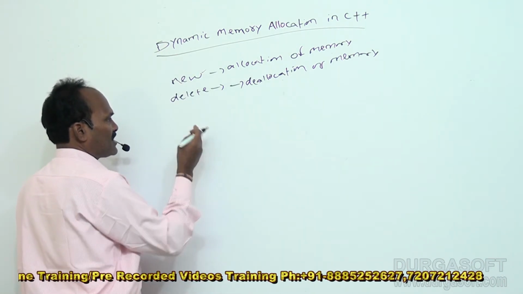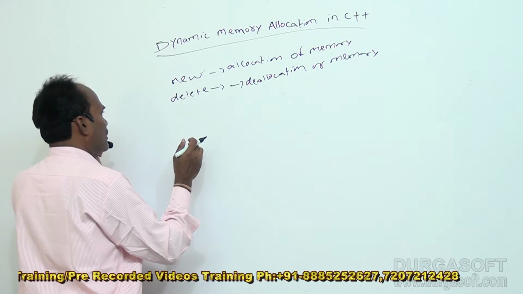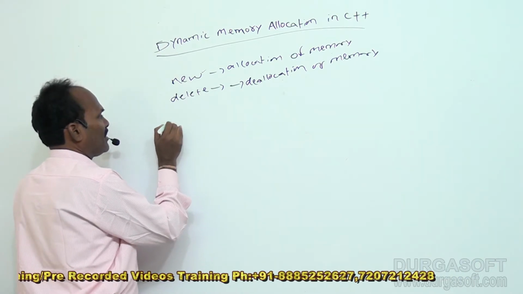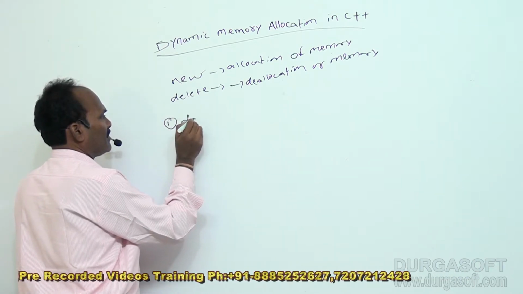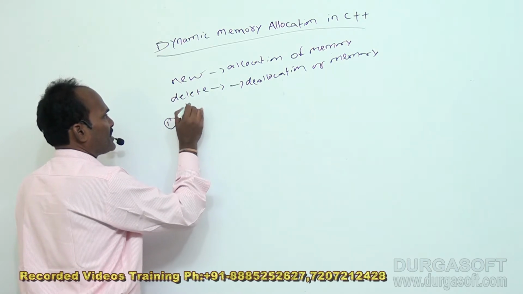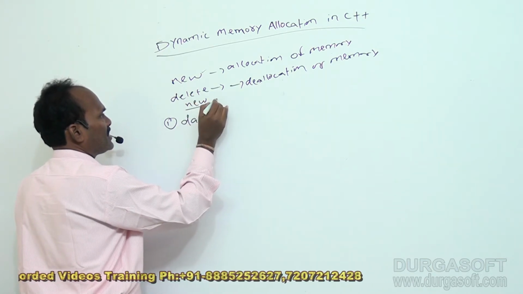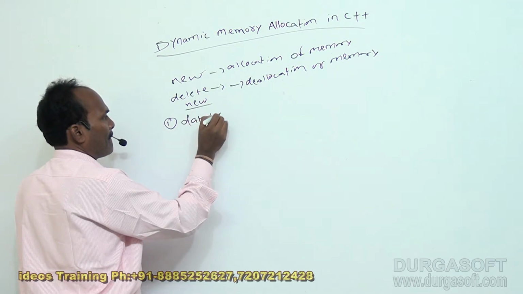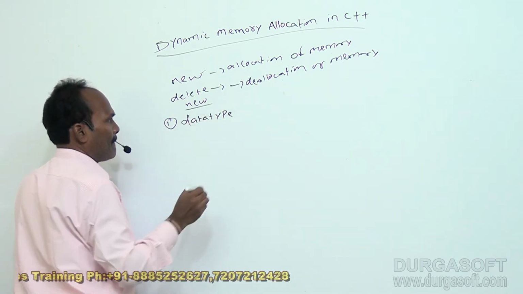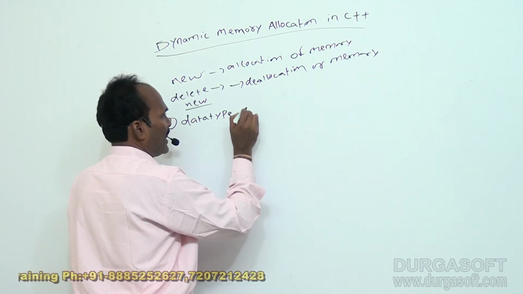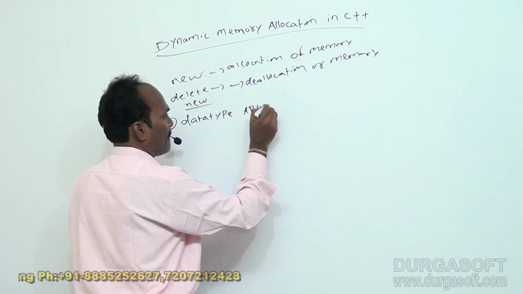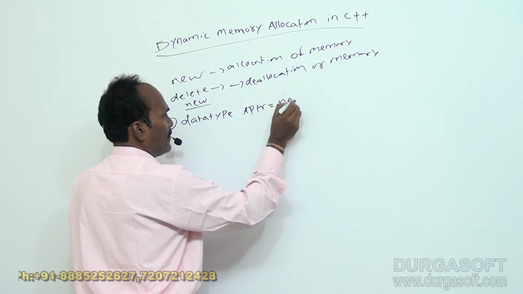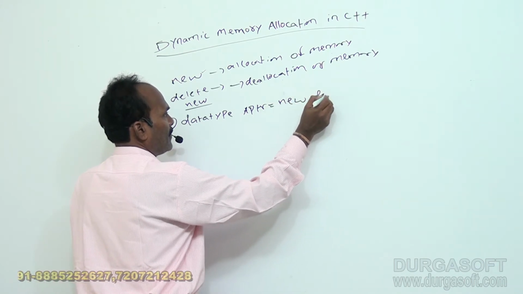So the general syntax of new and delete operators will be like this. First I will discuss the new operator. This is for allocation of memory. Data type, pointer name, pointer equal to new data type.